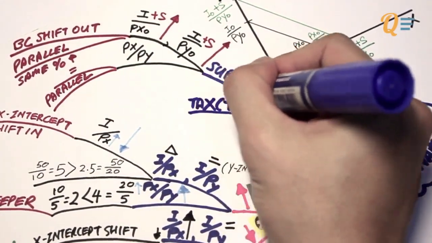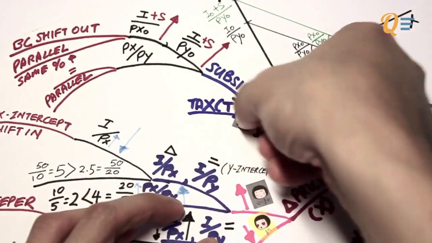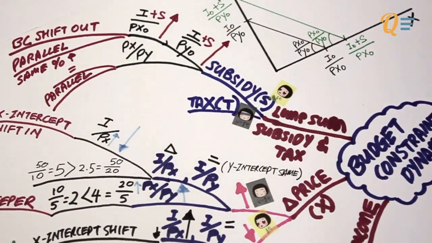So now we move on to a lump sum tax, which is represented by capital T. Well, basically everything is the same as a decrease in nominal income.